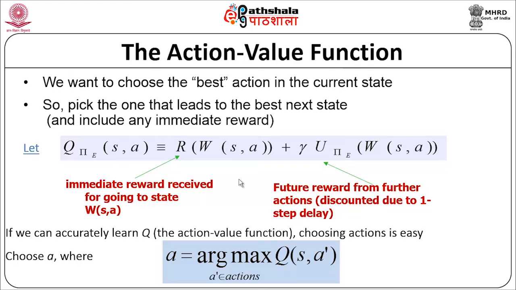Choosing action is easy. Choose A where A is equal to the argmax over A dash of Q of S comma A dash. So, what you are trying to do is choose an A such that the Q value is the maximum from S on choosing one of those actions. So, choose an A dash such that the value of Q of S comma A dash is the maximum. So, that is the A you will choose, so that you get the maximum value.